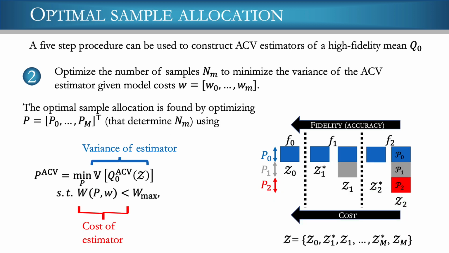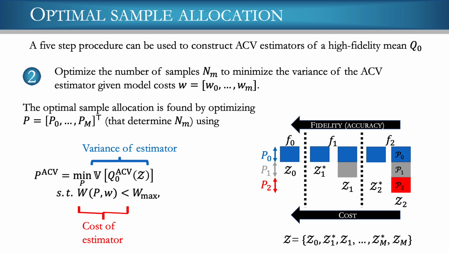The second step needed to construct an ACV estimator minimizes the estimated variance subject to a computational cost constraint. Specifically, we enforce that the cost of constructing the estimator does not exceed a predefined budget Wmax. The cost of an estimator is a function of the number of times that each model is evaluated and the cost of evaluating each model once, which I denote W_M.